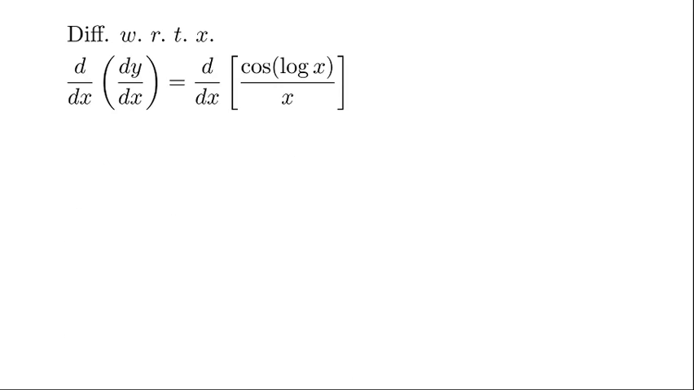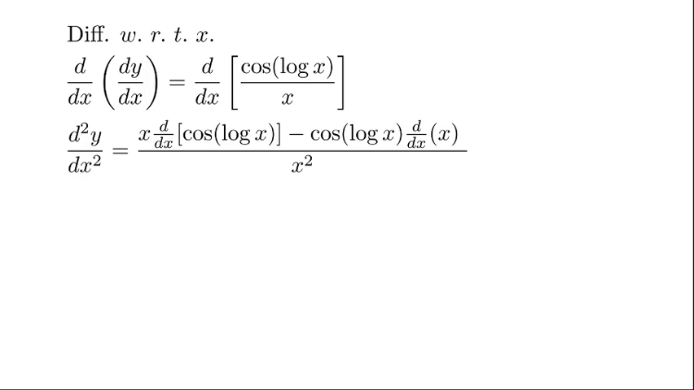Again differentiate with respect to x. We get d by dx of dy by dx equal to derivative of cos of log x upon x. And here we make use of the quotient rule. So that is x into derivative of cos log x minus cos log x into derivative of x, upon x square.